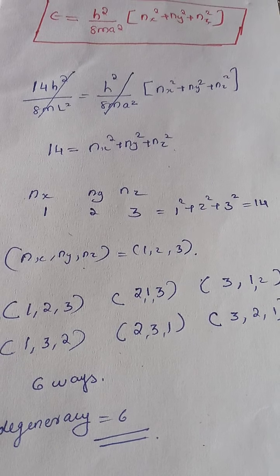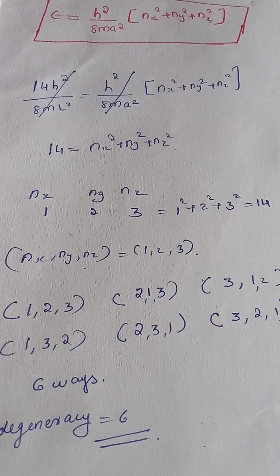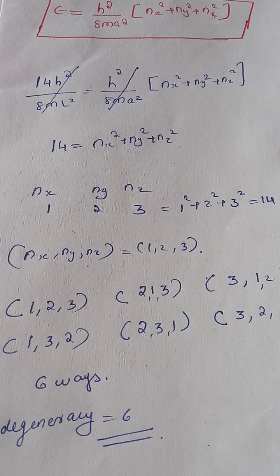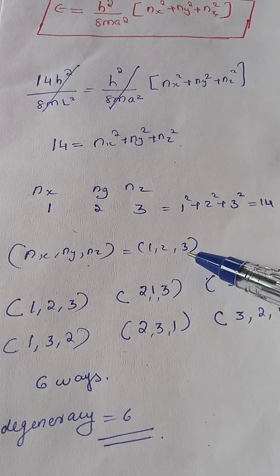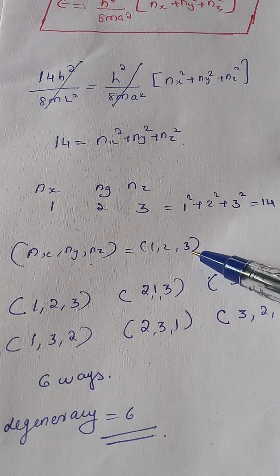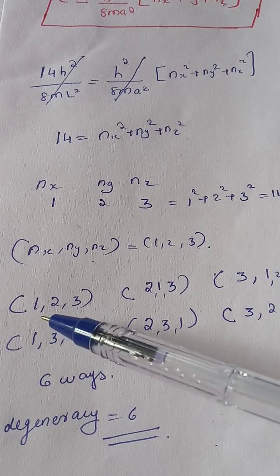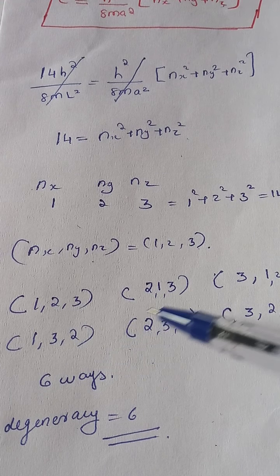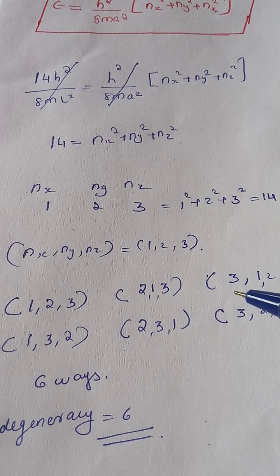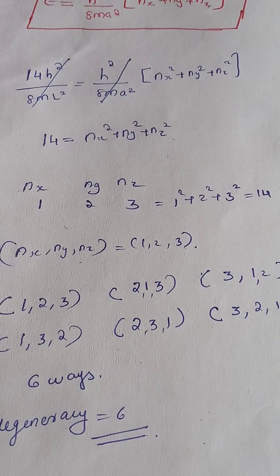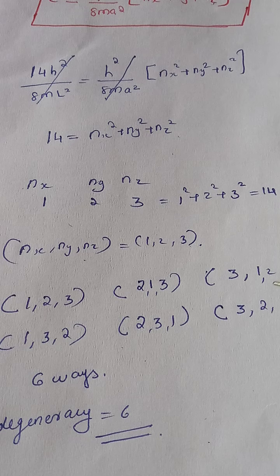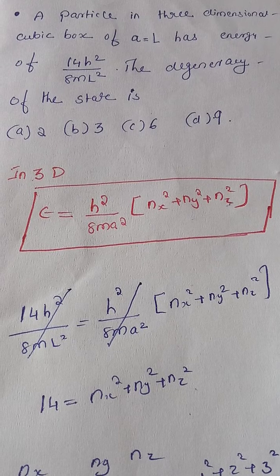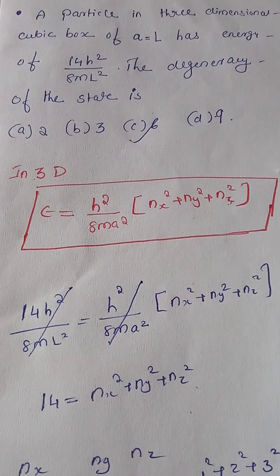What do we mean by degeneracy of the state? Degeneracy means the number of energy levels having the same energy. So we have to find in how many ways these values will give the same energy. This can be written in 6 ways: 1, 2, 3; 1, 3, 2; 2, 1, 3; 2, 3, 1; 3, 1, 2; 3, 2, 1. All of these will give the same energy. So the degeneracy will be 6, and our answer is option C.